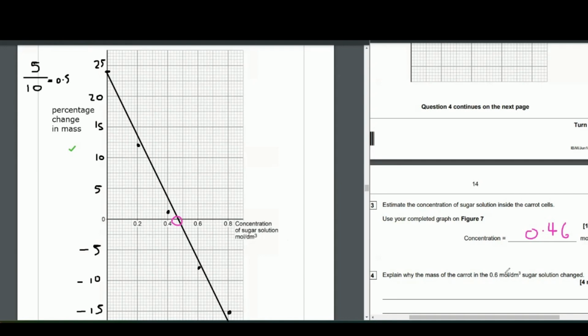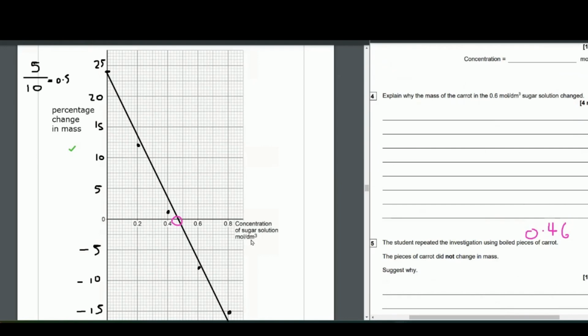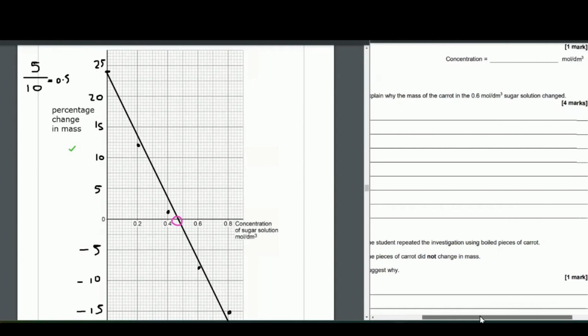Explain why the mass of the carrot in the 0.6 mole per decimeter cubed sugar solution changed. As I scroll down there and I rub that 0.46 out, this is worth a fat 4 marks. So why, when we were at 0.6, did the carrot lose mass? That's the first thing we want to say. And look at the word explain. We need to use science, but we're going to use a description to get the first mark.